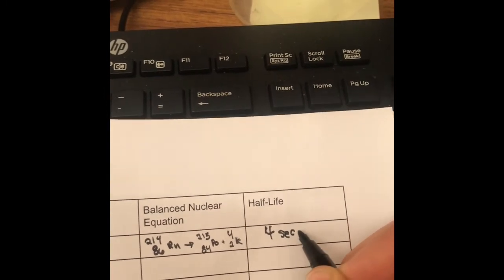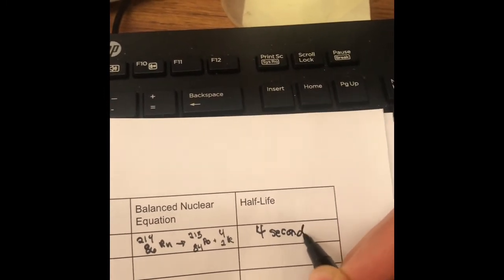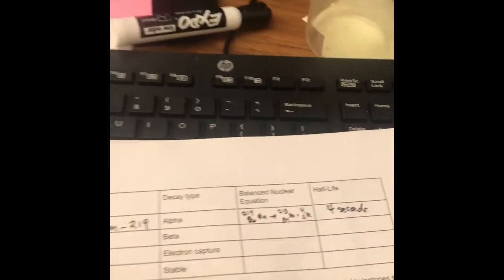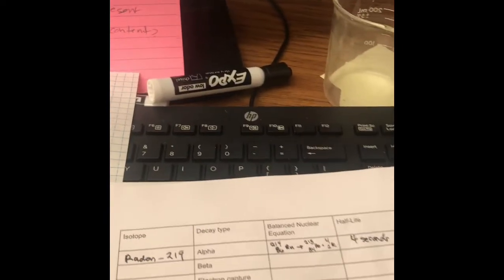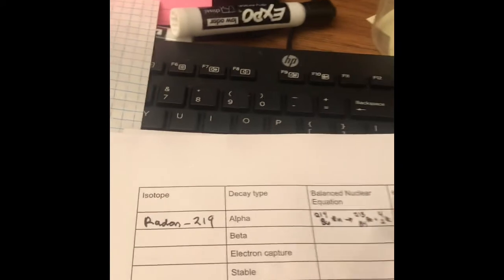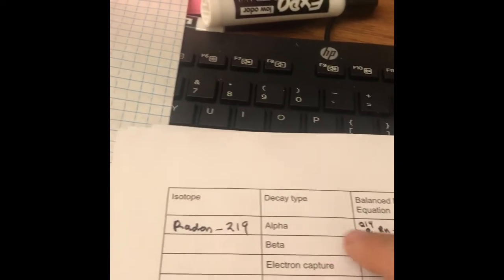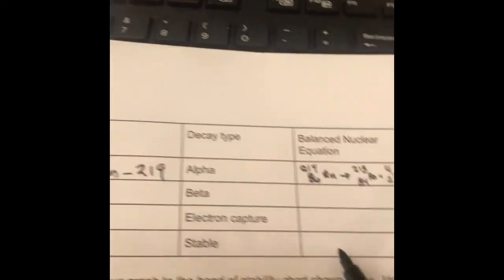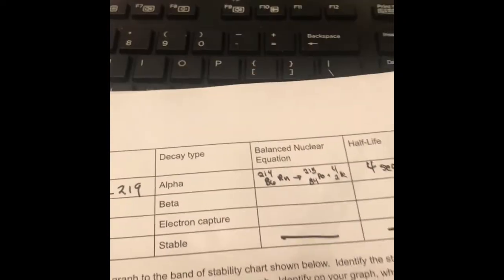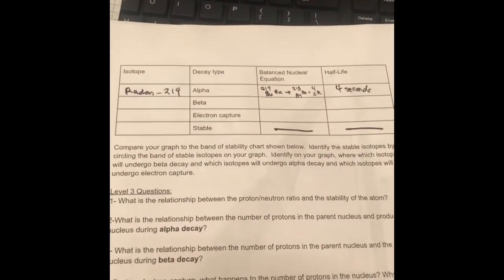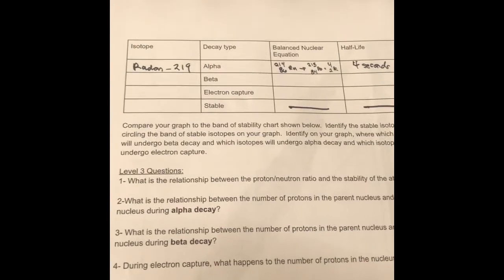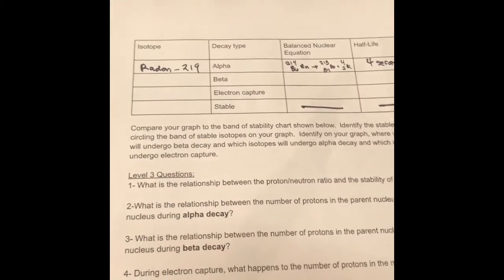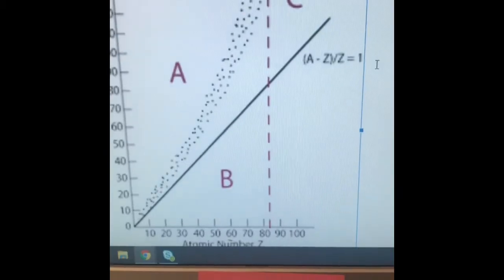You do not have to choose this example. You can choose a different isotope that decays by alpha decay, but that is just one example. You're going to do the same thing for beta, electron capture, and stable. Now for stable, a balanced equation won't be given, so you don't have to worry about the last 2 columns for our stable isotopes. Okay? Then once you guys are done, you're going to answer these questions here.